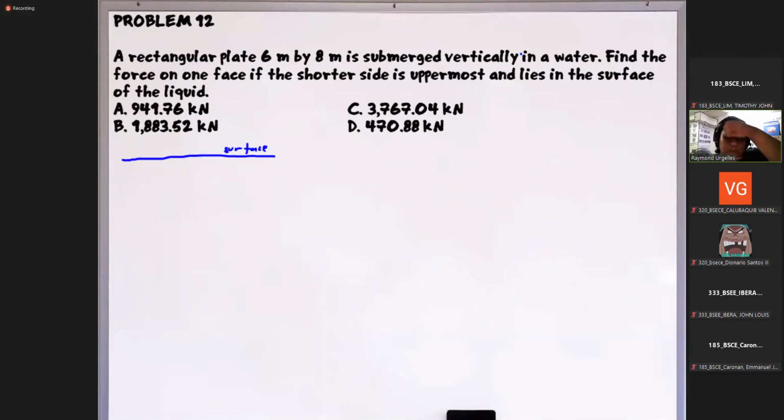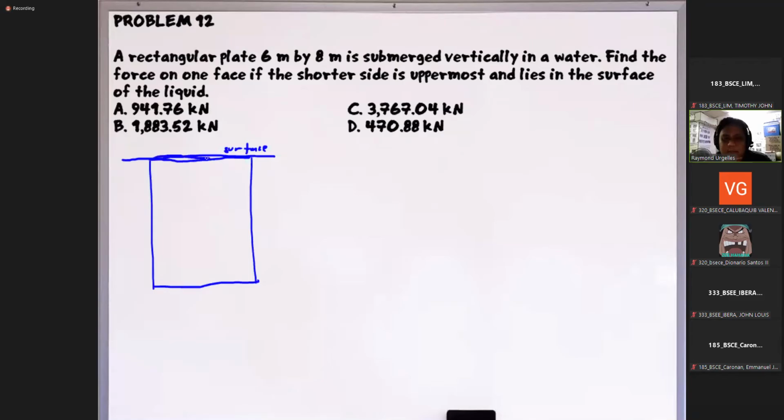Submerged vertically. Since nakalagay dito submerged vertically, ibig sabihin, yung 8 meters natin dapat siya ay vertical. Diba? Dapat mas mahaba yung vertical sa horizontal. So kaya ganito yung orientation niya. Then, find the force on one face if the shorter side is uppermost. So ibig sabihin, nasa pinaka-tuktok yung ano natin.